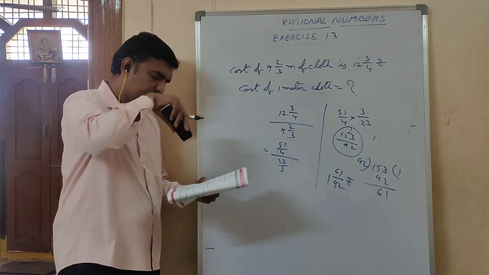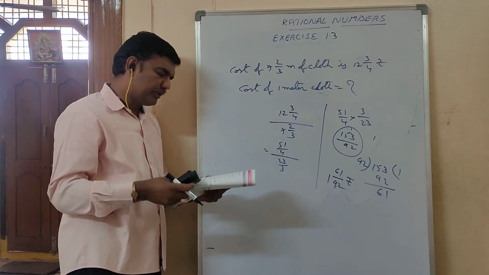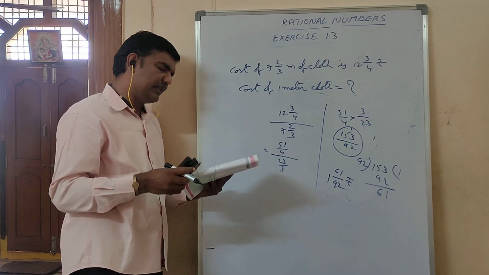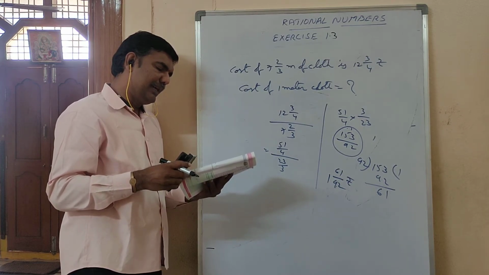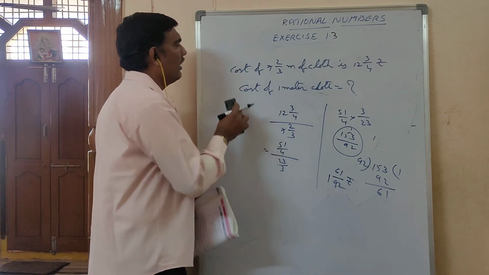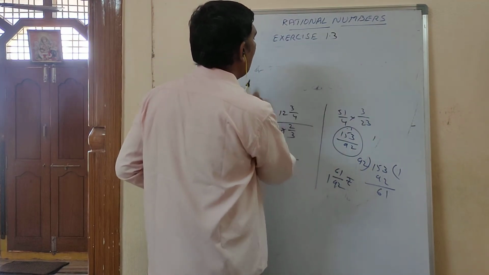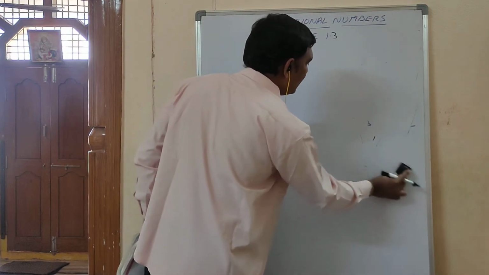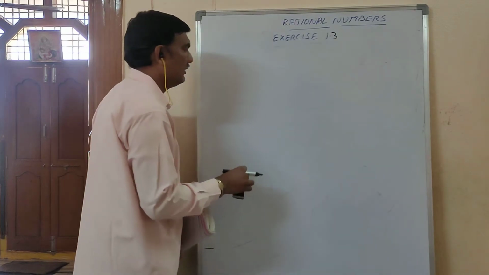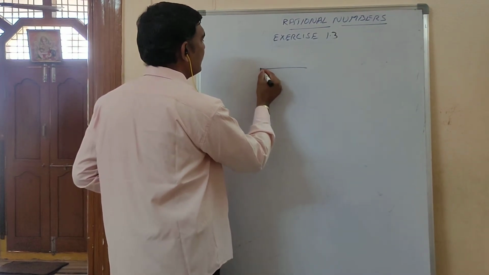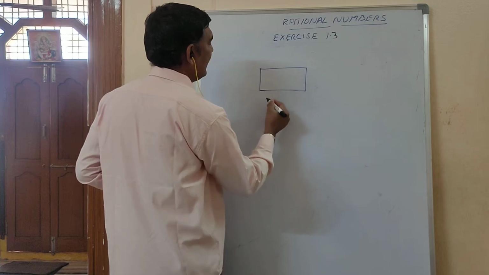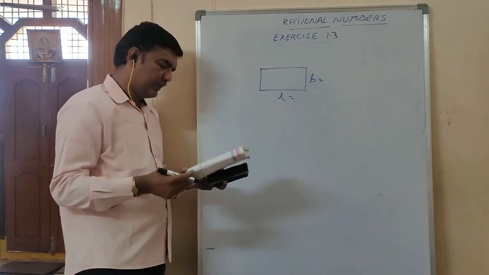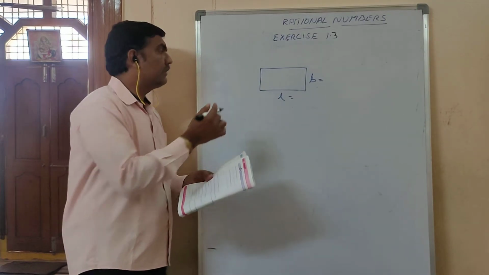Next, 8th question. Find the area of a rectangular park which is 18 3 by 5 meters long and 8 2 by 3 meters broad. What is the formula for area of a rectangle? Length into breadth. See, rectangle means this one. This is called length, this is called breadth. He has given length and breadth. Okay, 8th question.